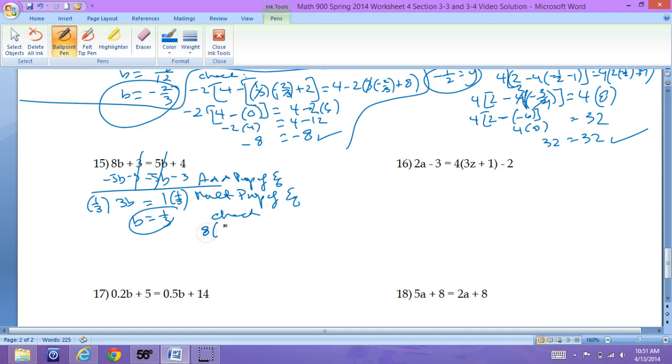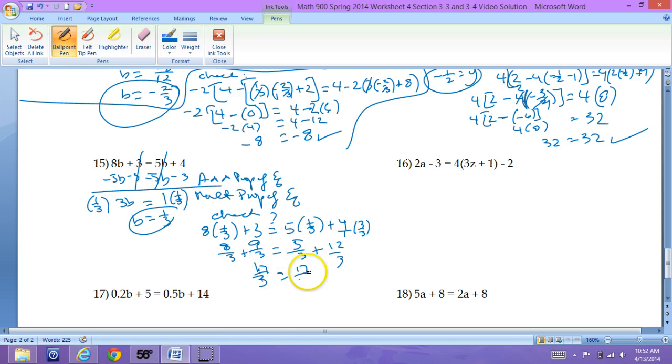And we have 8 times 1/3 plus 3 equals maybe 5 times 1/3 plus 4. So we have 8/3, and I'm going to immediately change this 3 to thirds, which is 9/3, and you need to be able to do that quickly in your head sooner rather than later. So 5 times 1/3 is 5/3 plus 4. In order to make 4 have a denominator of 3, I have to multiply the top and the bottom by 3 over 3, and that gets me 12 thirds. So 8 plus 9 is 17 thirds, and 5 plus 12 is 17 thirds.